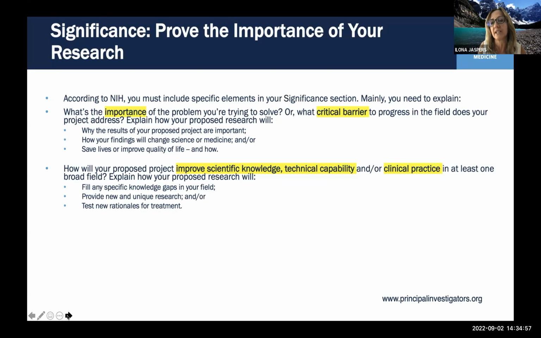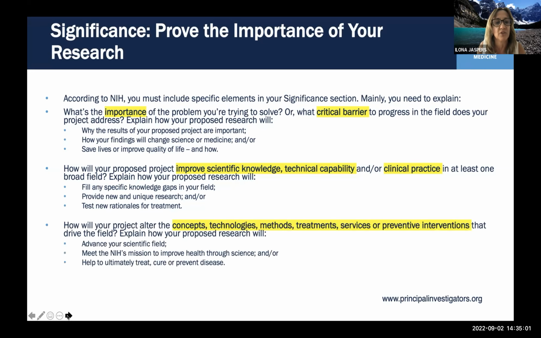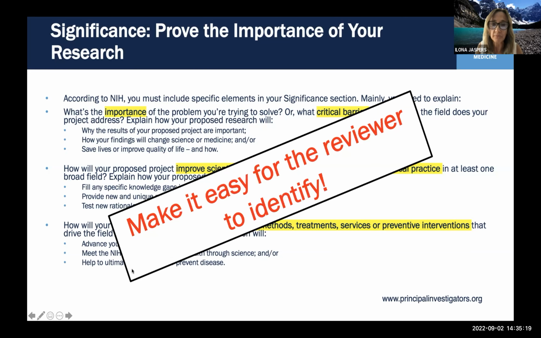What are the technical capabilities, the clinical practical implications here? New concepts, methods, treatments. From a reviewer's perspective, the significance should not critique whether or not you can do this. That's irrelevant for the significance. The significance should assume that everything you're proposing can be done.